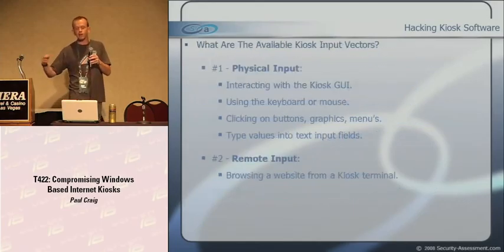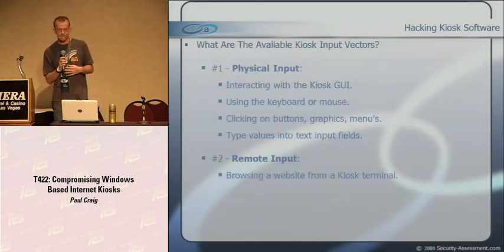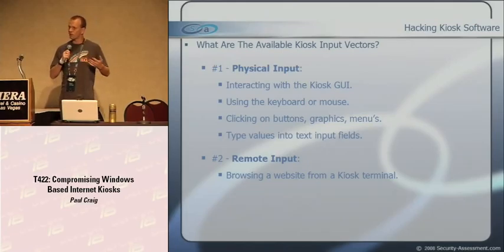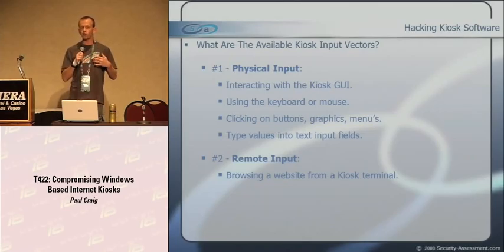Okay, so what are the available kiosk input vectors? The first thing I did when I was looking at hacking these kiosks was I did some threat modeling. And I basically worked out every which way I can communicate or interact with the kiosk. These are my input vectors. And then the question is, how can I use these input vectors to then invoke functionality?